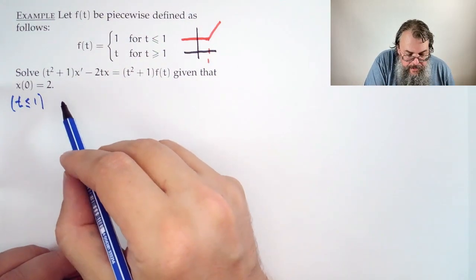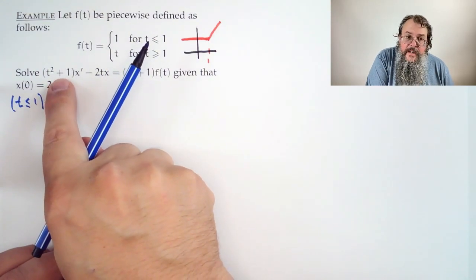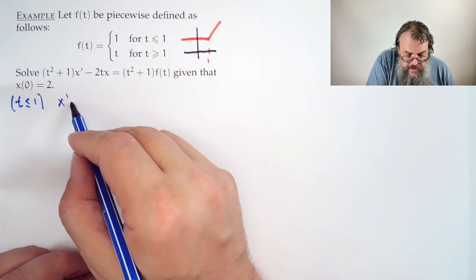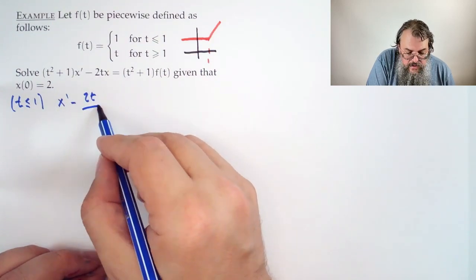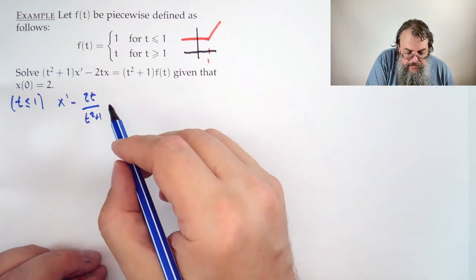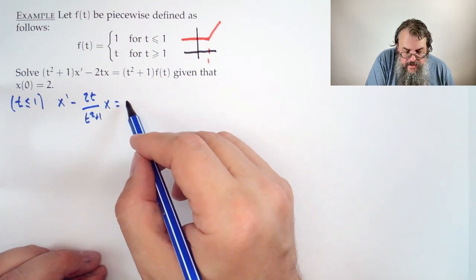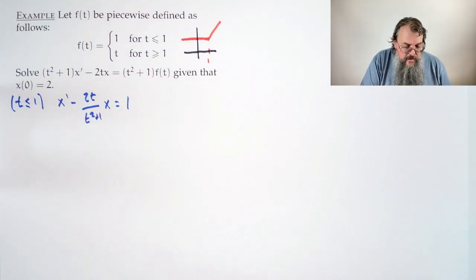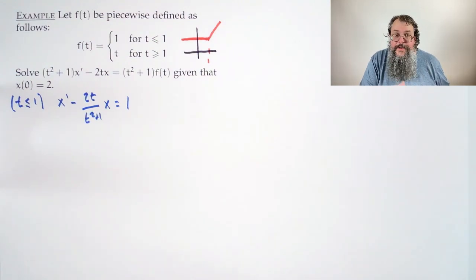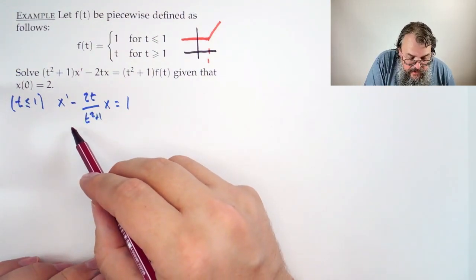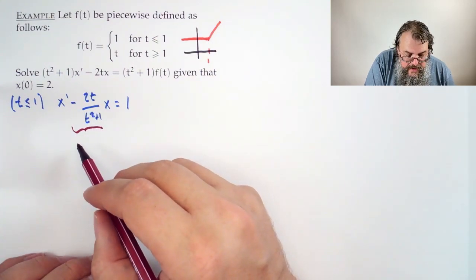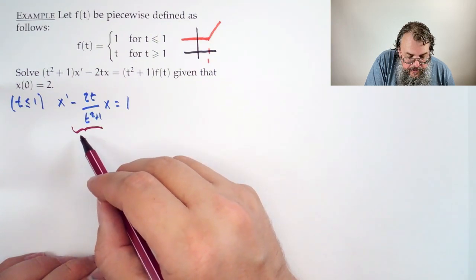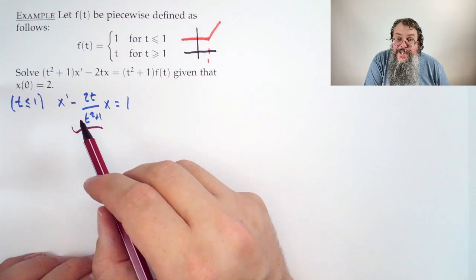All right, so we're going to run through our process. We have to make it linear, so we have to divide by t squared plus 1. So we have x prime minus 2t over t squared plus 1 times x is equal to 1. All right, so we need to do our integrating factor here. This is our integrating factor, and here's our p. Don't forget the minus. It's easy to forget that.